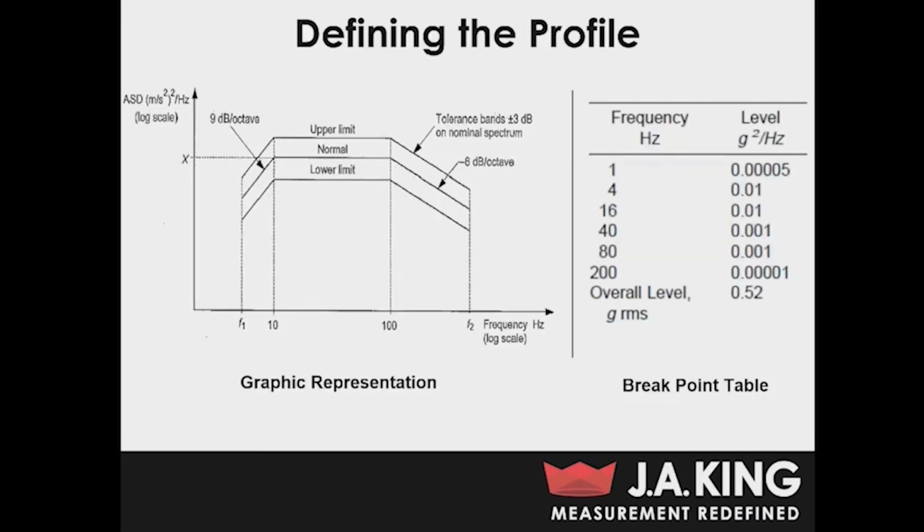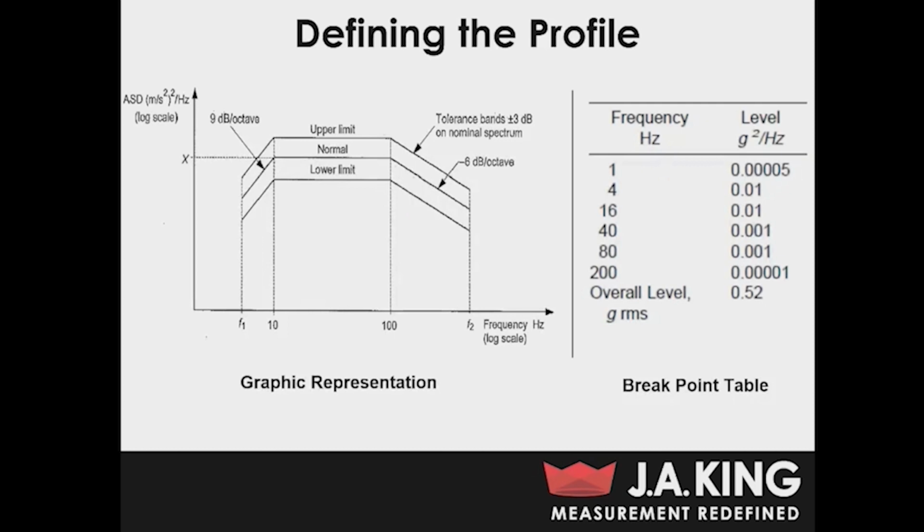So before you perform a test, the profile itself needs to be defined. And for random vibration, there's a few different ways of doing that, both graphically and by using a breakpoint table. And I've shown both examples here. You can see on the left, that would be an example of graphic representation of a random vibration profile. And it kind of speaks for itself. It gives a graphical representation of the actual shape of the curve itself. It gives you some key frequencies and accelerations. And then in this case, they actually gave you some slopes as well.